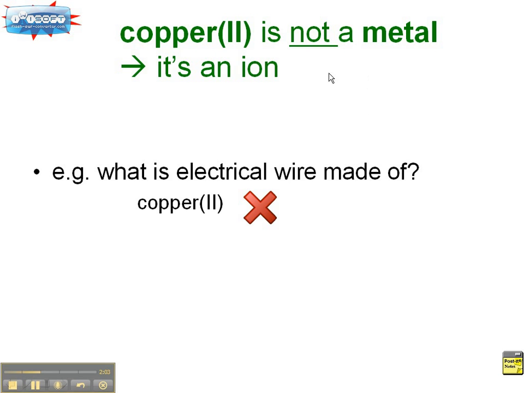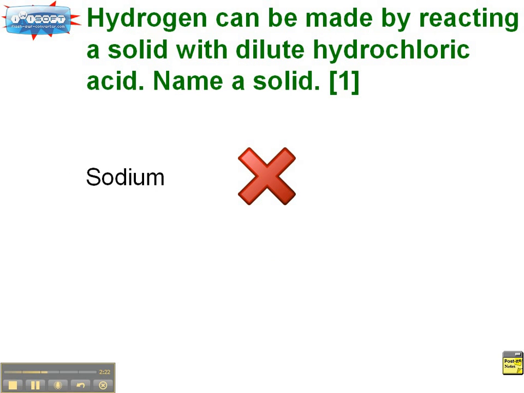Okay, copper 2 is not a metal, it is an ion. So for example, if there is a question that asks what is electrical wire made of, you don't write copper 2. Copper 2 means Cu2+. It is not a metal, it is an ion. Okay, so this should be quite easy.